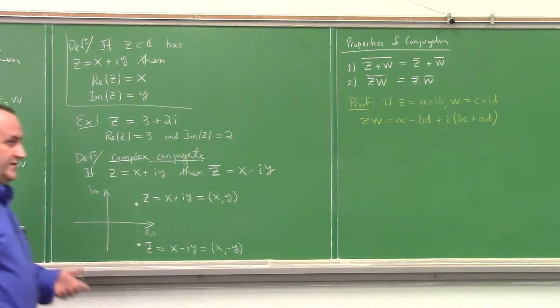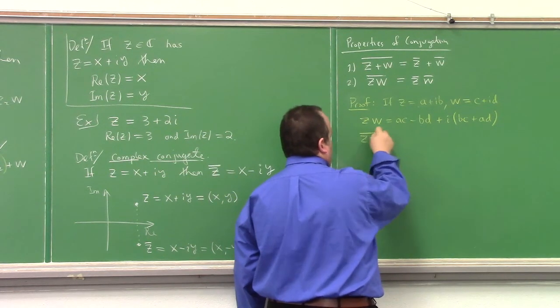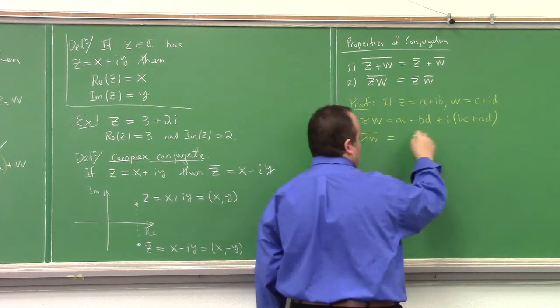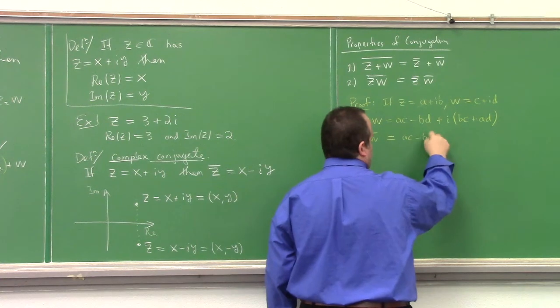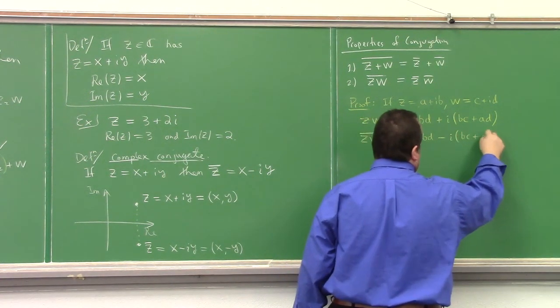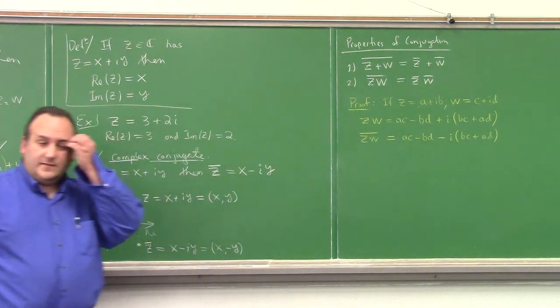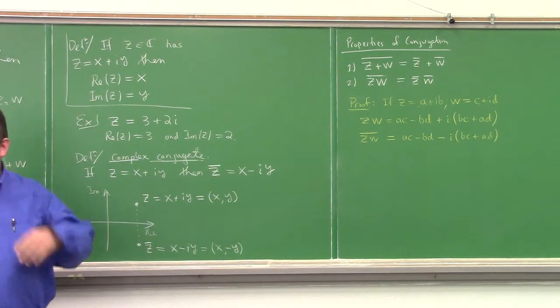What is its conjugate? So from this, the conjugate is ac minus bd minus i times bc plus ad. Okay, there's the complex conjugate of the product. Let's call that 1.